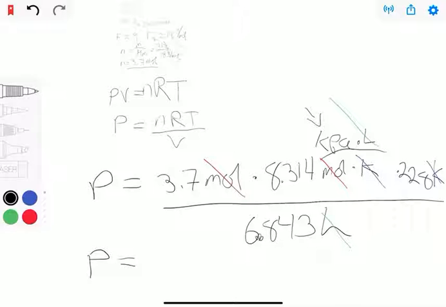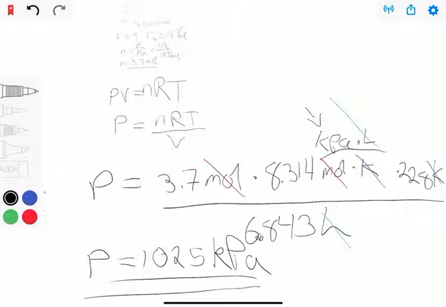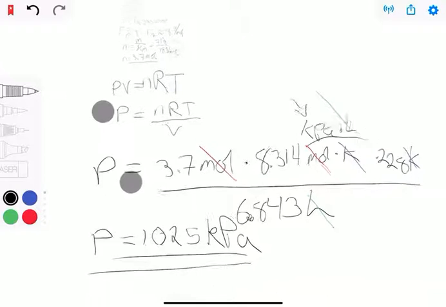Then we can just multiply and divide to find out our answer. And we're going to find out that that is 1025 kilopascal. And I need to put 2 lines, a double line under that answer, because this is the final answer.